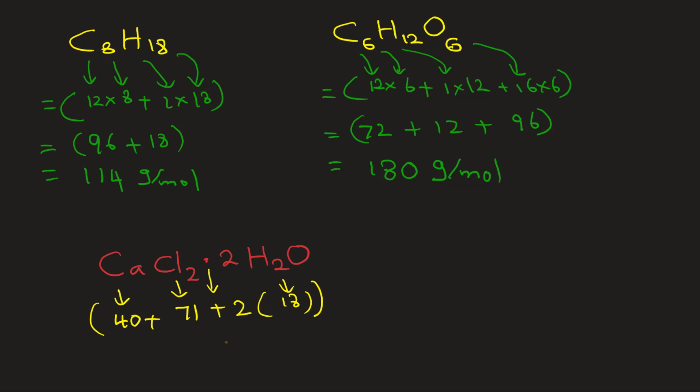Look at that one. 40 for calcium, 71 for Cl2, and 2 times water. Water is 18, so that becomes 36. 40 plus 71 plus 36. So that's how you find out the molar mass, that's 147 grams per mole for calcium chloride dihydrate.